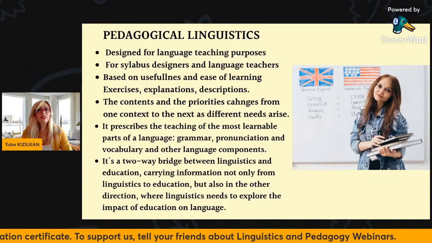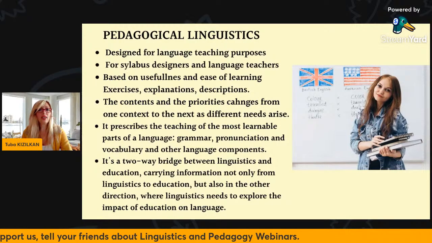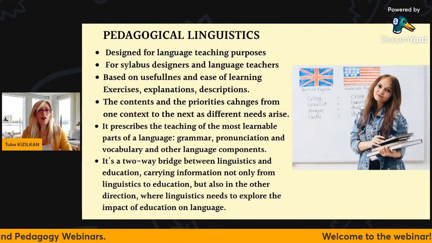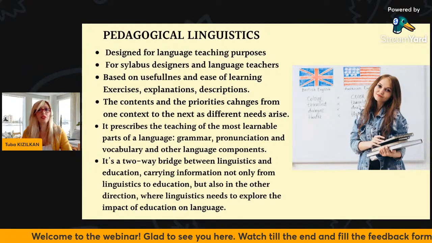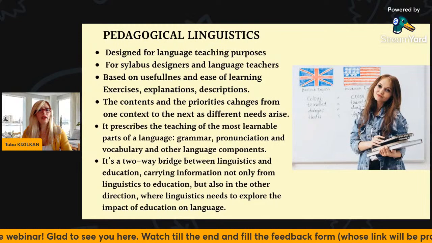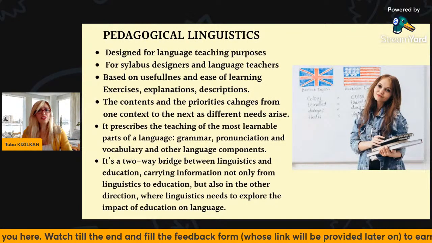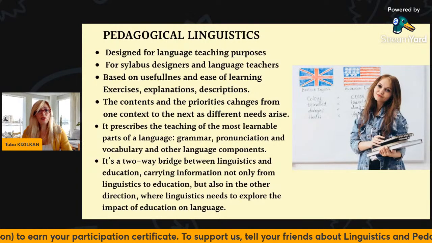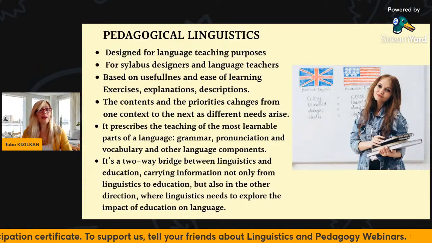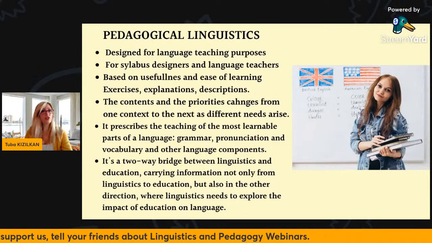And the contents and the priorities change from one context to the next as different needs arise. And pedagogical linguistics also prescribes the teaching of most learnable parts of language, for example, grammar, pronunciation, vocabulary, and maybe some other language components. And it can be said that it's a two-way bridge between linguistics and education, carrying information not only from linguistics to education, but also in the other direction where linguistics needs to explore the impact of education on language.